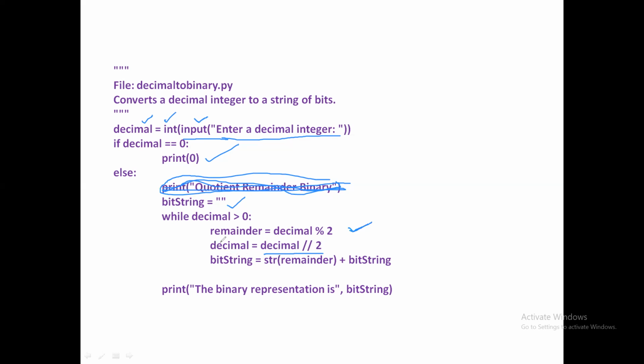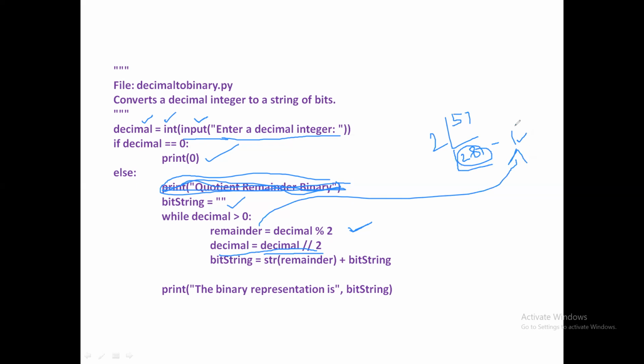So now the decimal number is updated. Initially, it is 57. After dividing it by 2, you get an integer quotient 28 and a remainder 1. So I put this into remainder. Now this 28 is going to be my next number. So decimal is equal to decimal // 2 becomes the next number for the division operation.